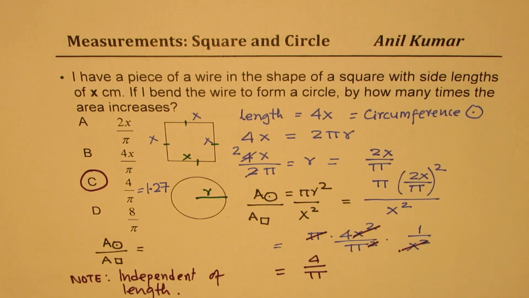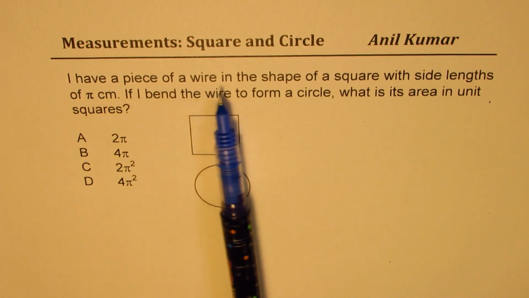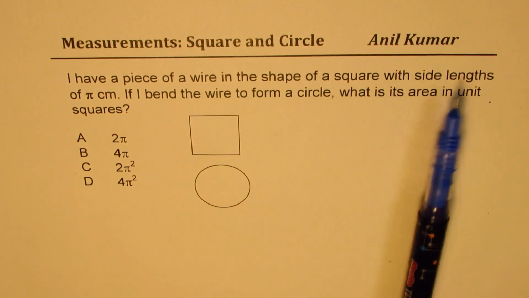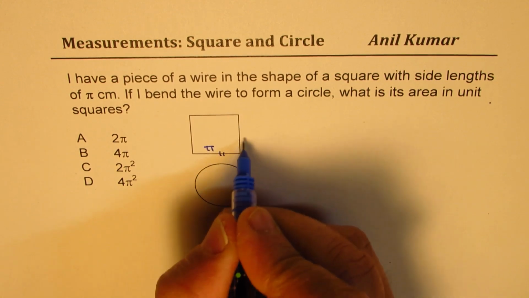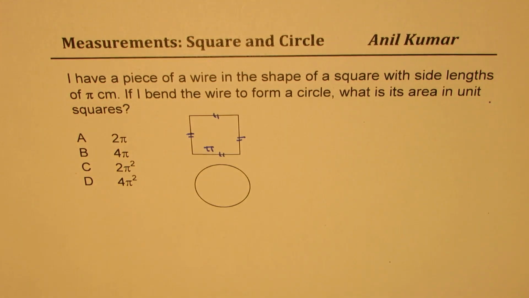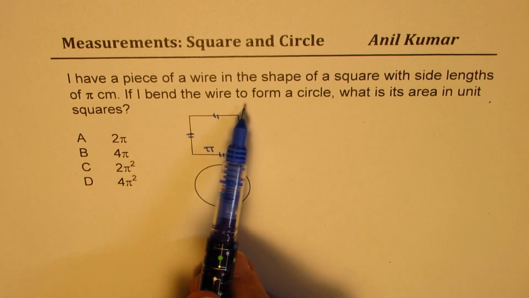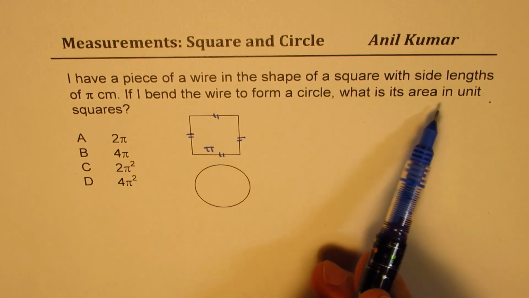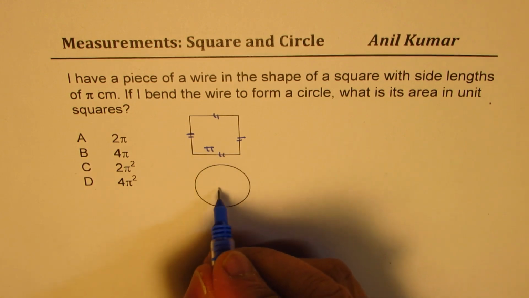Now here is a test question for you from what we have learned. Very similar. I have a piece of wire in the shape of a square with side lengths of pi centimeters. So this is pi now. Okay, all these sides are equal. To make our calculations very simple, I have made each side as pi, right? If I bend the wire to form a circle, what is the area in unit square? So we are finding area of this circle now.